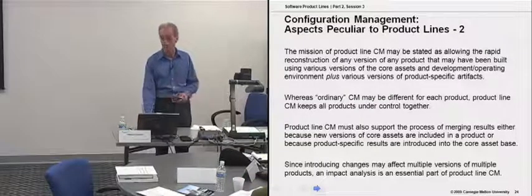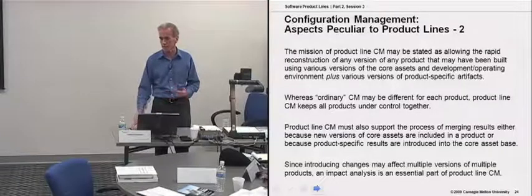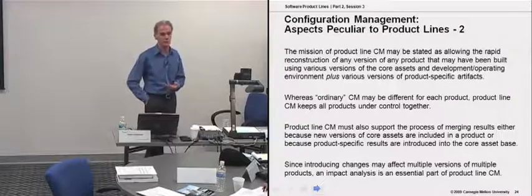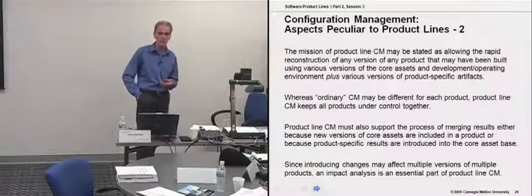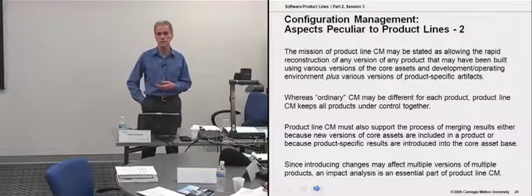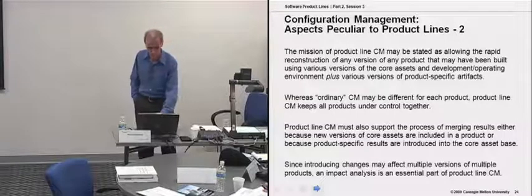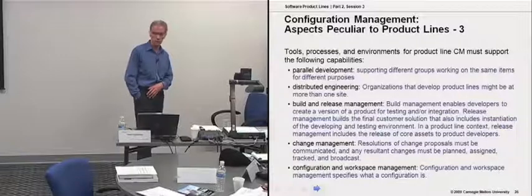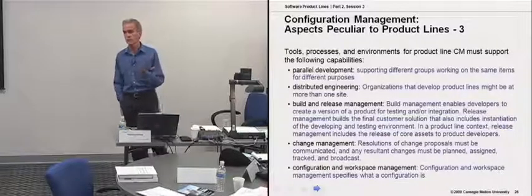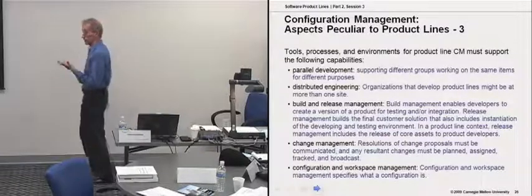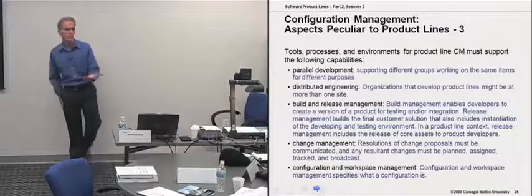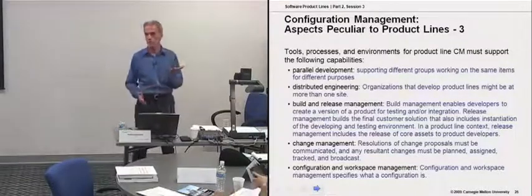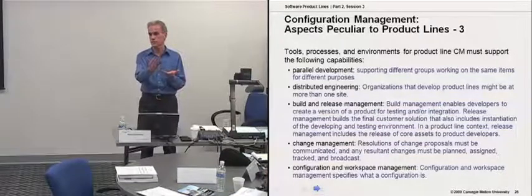So if you're not already doing product lines and you are not already doing configuration management, then at least you should think long and hard about the kinds of configuration management tool support that you would need to support the product line. So for example, you're going to have people working on, say, different versions of core assets. And at what point do you bring those branches back into the main line?